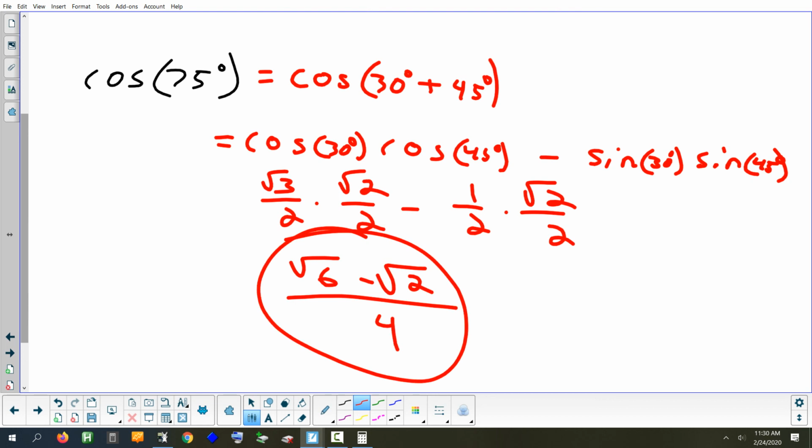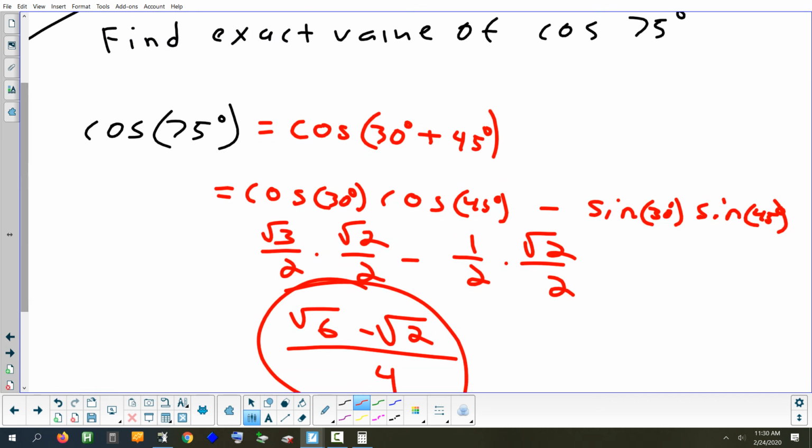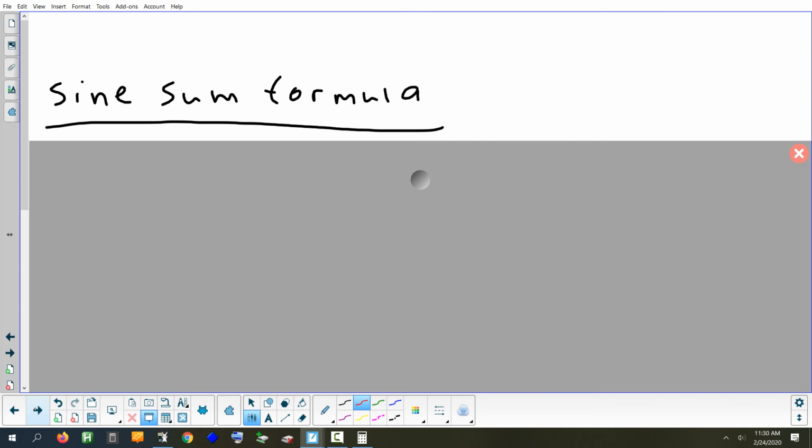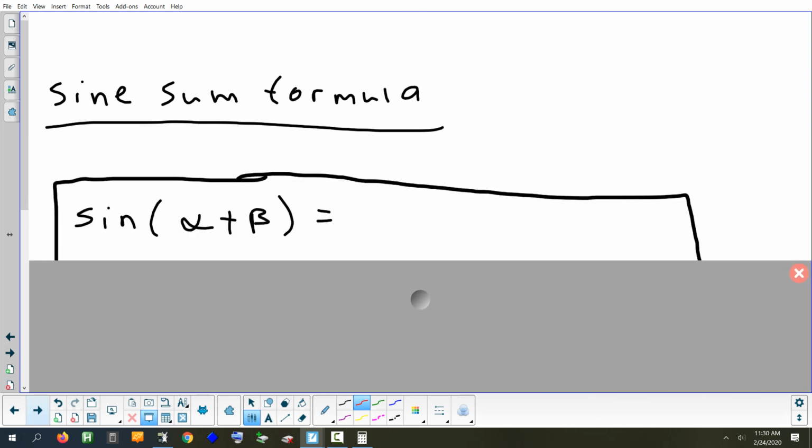The one we did the first time, I think, was a plus. This one was a minus. And if you found cosine 75 using any of the other ways, you'd get the same answer if you did everything right. So in general, if I give you a problem like this on a test, I don't care which way you do it. Do it as a sum, do it as a difference. I'm not usually going to say which way you have to do it. Okay, let's take a look at the sine sum formula.